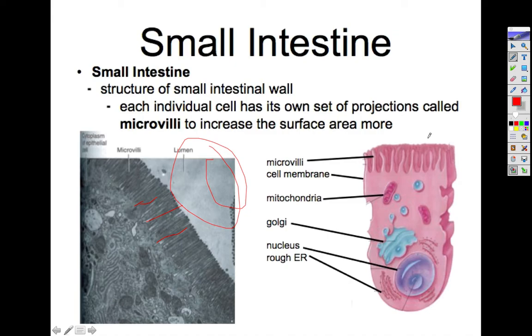Over here is an animated diagram of a microvilli. These are all sticking out. This is your small intestine, which has your cell membrane, your mitochondria, everything is here. This would be one of those simple cells that extend out.